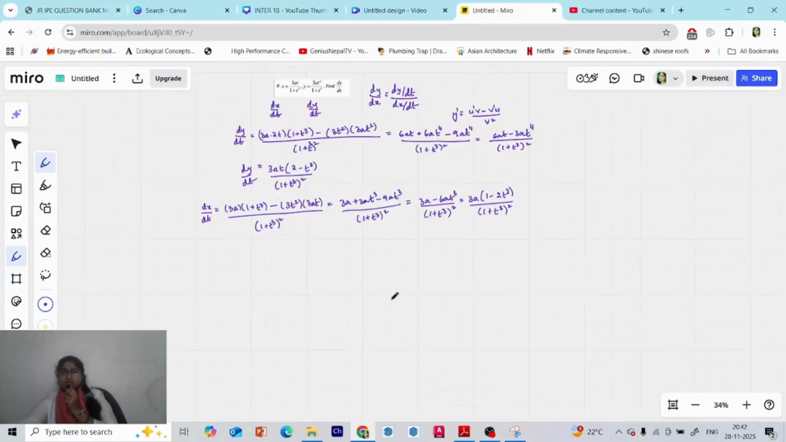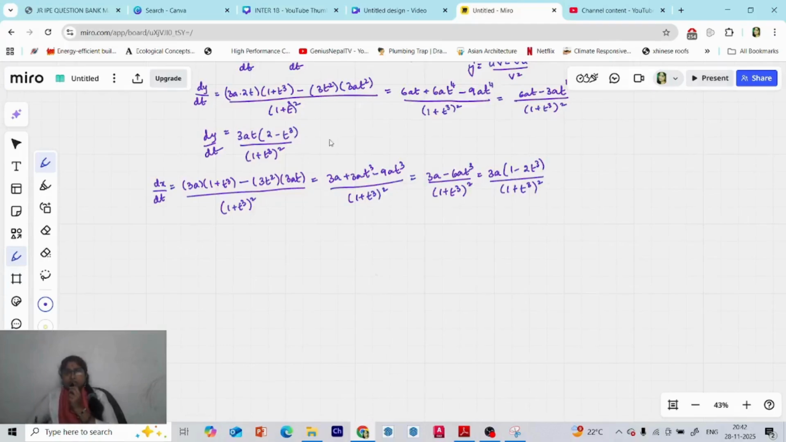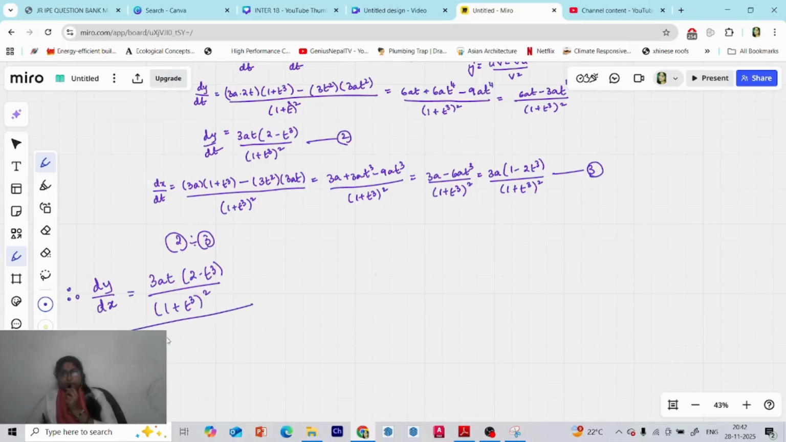Correct? Alright. So we have dy by dt and we have dx by dt. So let's say this is equation 2, this is equation 3. And now what should we do? Following equation 1, we should divide 2 by 3. So this is 3at into 2 minus t cube by 1 plus t cube whole square, and this 2 by 3 will give you on LHS, dy by dx, whole divided by 3a into 1 minus 2t cube by 1 plus t cube whole square.